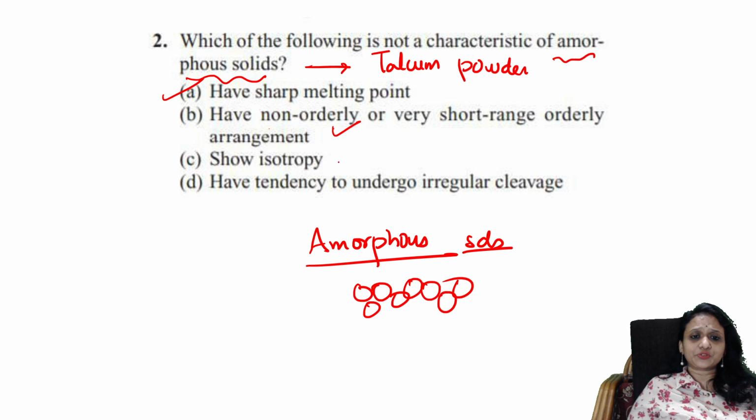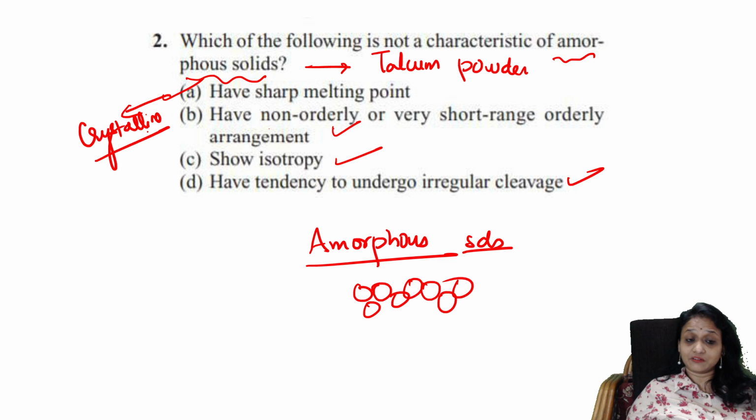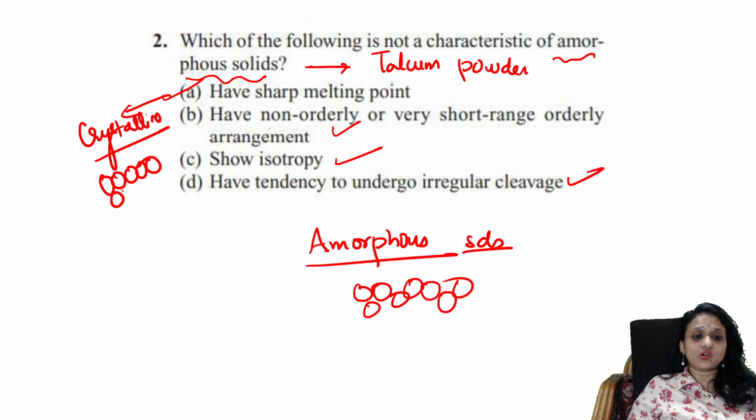The option isotropy, same properties in the same direction, and the tendency to show irregular cleavage, these are all properties of amorphous solids. Sharp melting point is the only property of crystalline substances. Why? Because the arrangement is perfectly ordered like this. Because of this ordered arrangement, they are regular and have a sharp melting point. Okay? Yes, students. All right. Sorry for that. Next important.